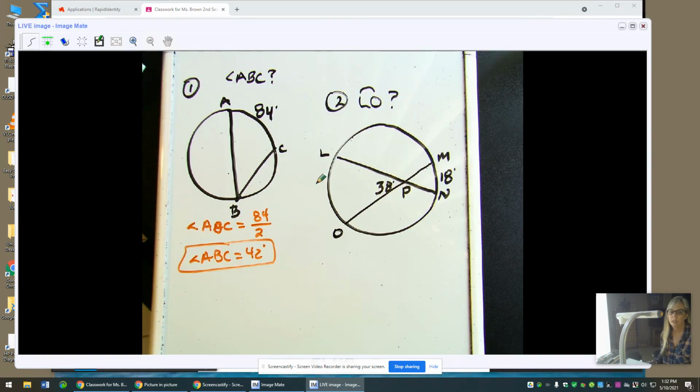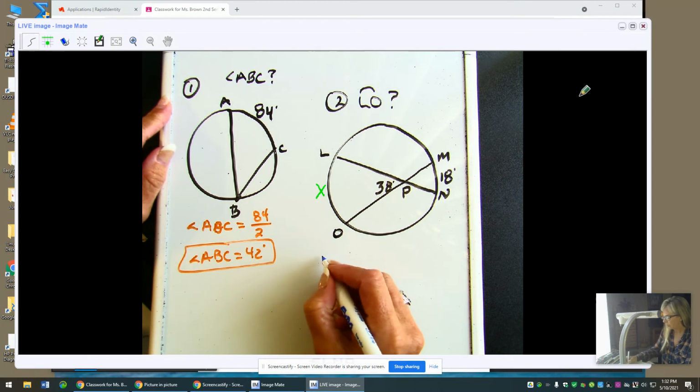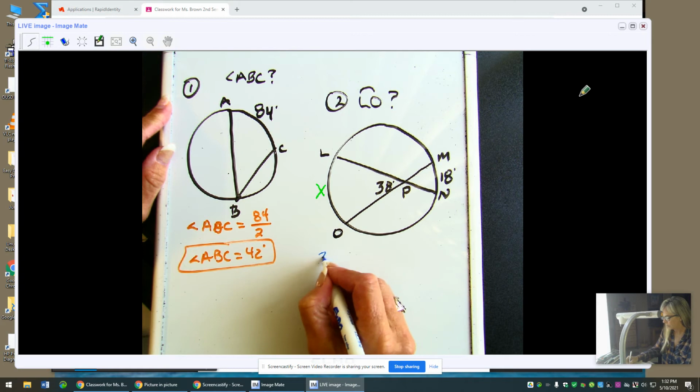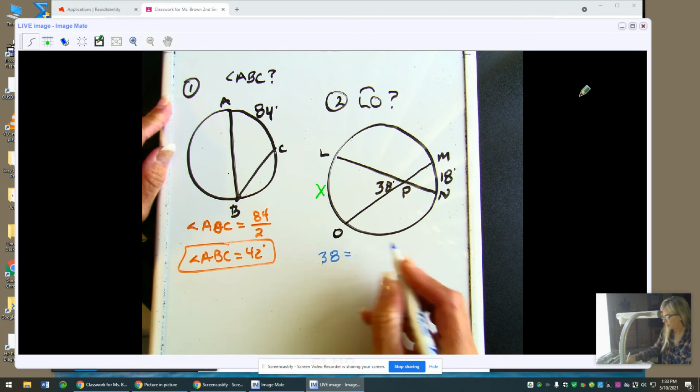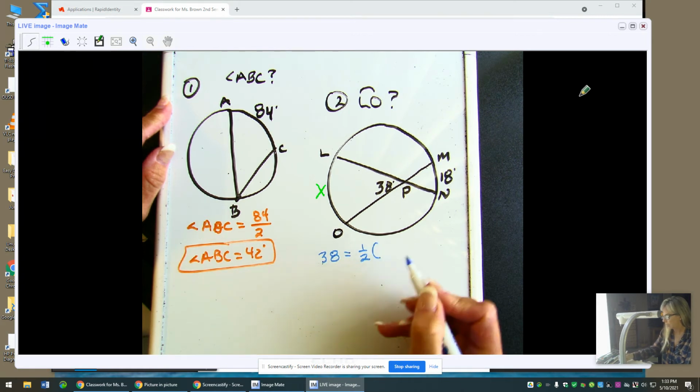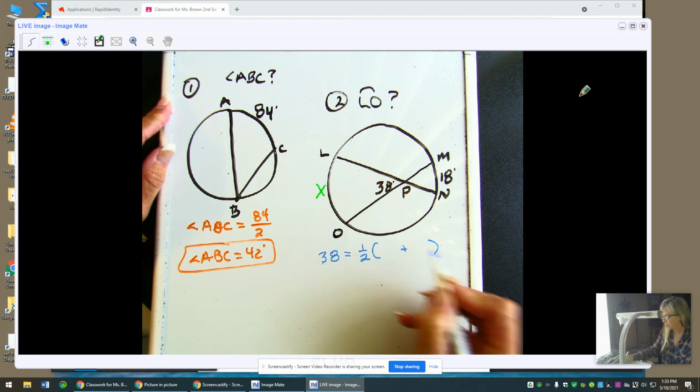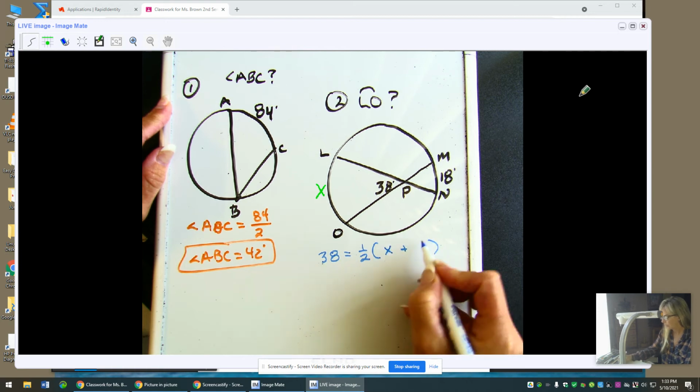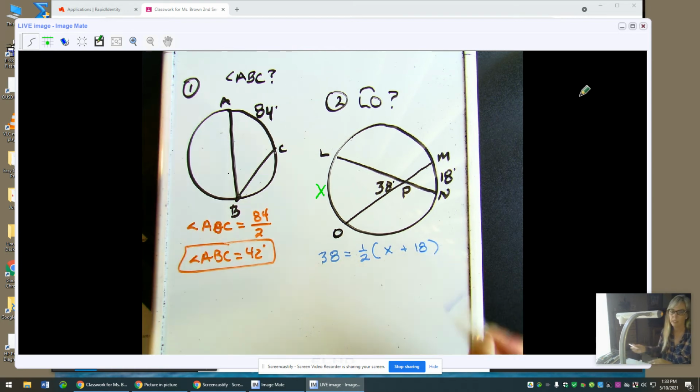So we'll call this, is it gonna write? Yeah, I don't know why it's green. We'll call that X. We don't know its measurement. That's what we're gonna find for now. We can call it X. And we'll plug everything into the proper place of the formula. So it'll look like the angle, which we know is 38 degrees, is 1/2 the sum of the two arcs. One of the arcs is X, the other arc is 18.